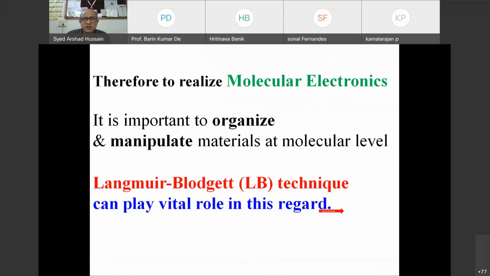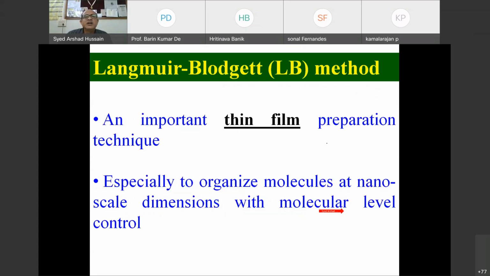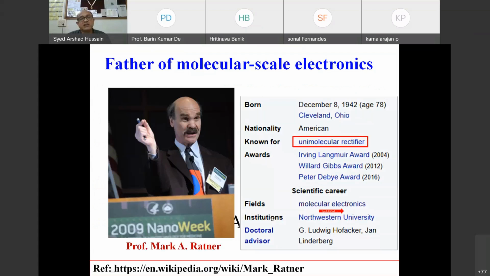Therefore, if we have to realize molecular electronics, it is important to organize and at the same time manipulate the materials at the molecular level, so that we can play with the material organization to have some specific desired properties. Langmuir-Blodgett films or the Langmuir-Blodgett technique can play a vital role in this regard. This is an important thin film preparation technique, especially one can organize molecules at nanoscale dimensions with molecular level control over the layer using this technique.